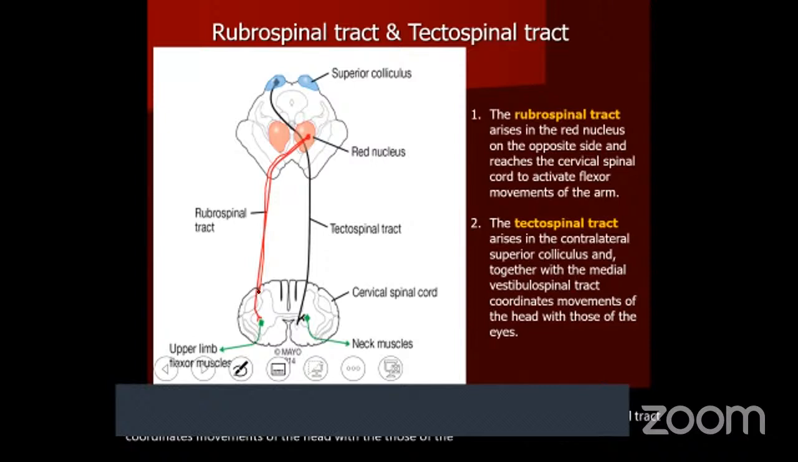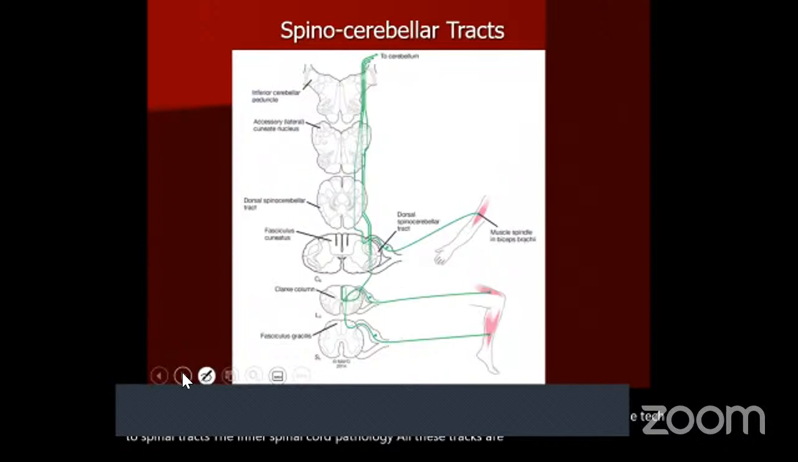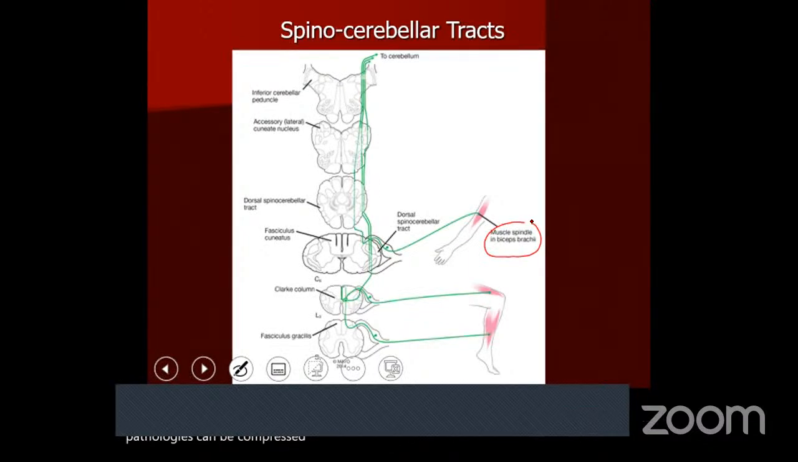So in a spinal cord pathology, all these tracts are involved, and those pathologies can be compressive and non-compressive. These are the tracts, and the spindles in the muscles. These receptors are muscle spindles, which are the intrafusal fibers present in the muscles. They are giving rise to the dorsal spinocerebellar tract, which ascends and goes to the cerebellum. So that is the dorsal spinocerebellar tract and ventral spinocerebellar tract. These are the two important things that will come.